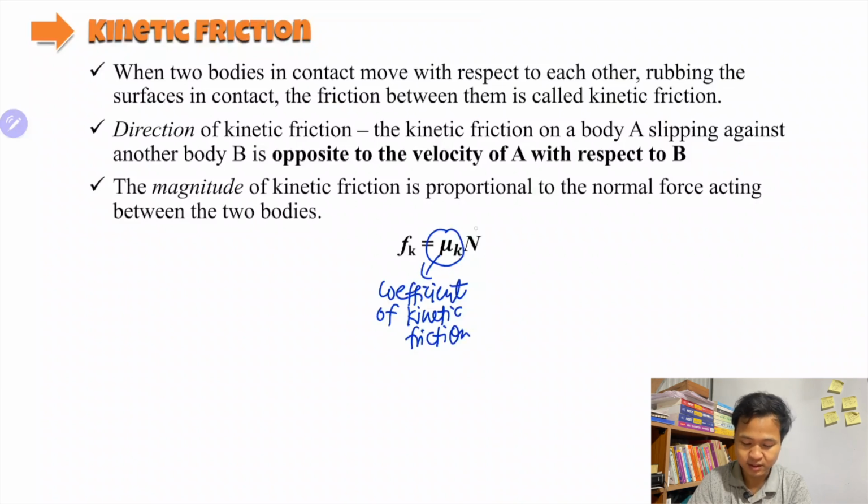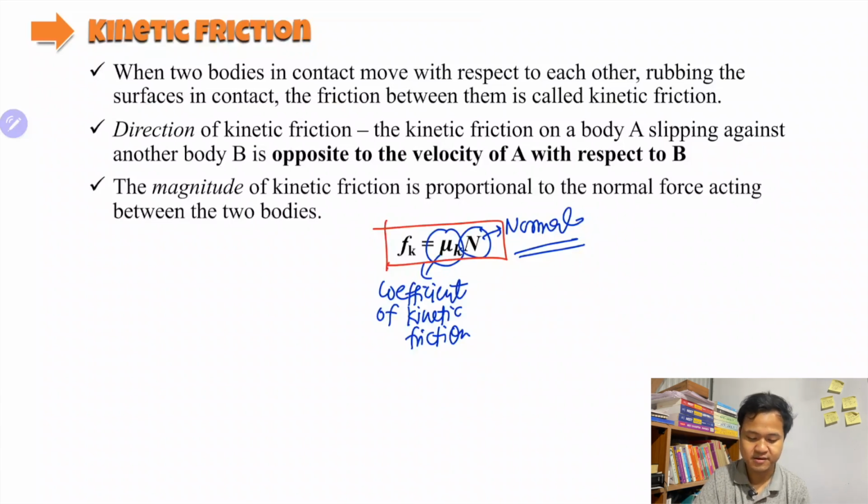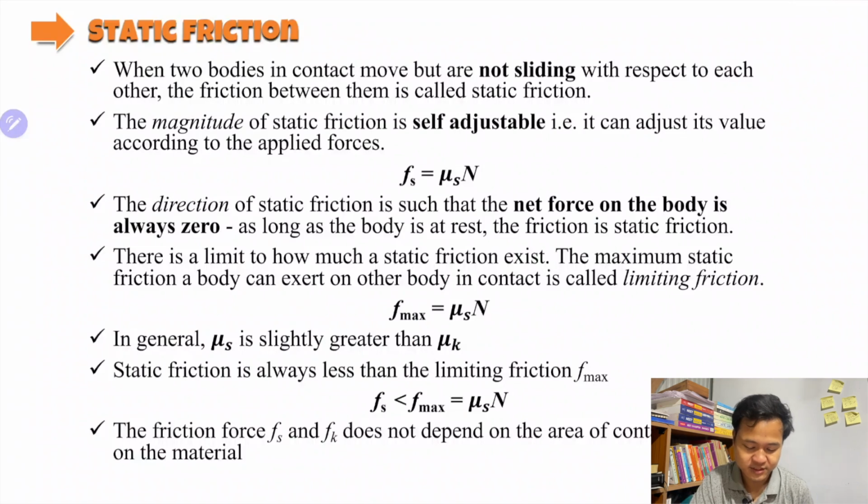Okay, and N here is the normal. So this is the formula to find the magnitude of kinetic friction. Next, you have static friction.